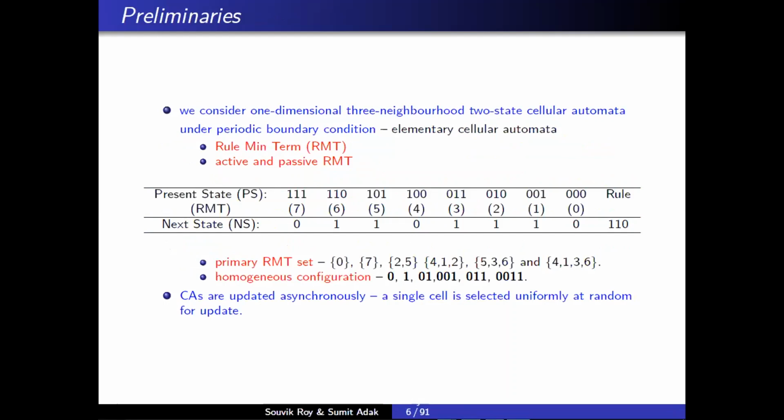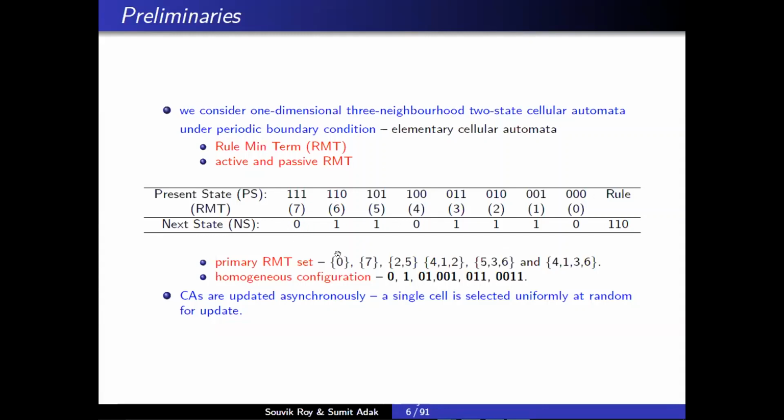The basic preliminary is that here we consider one-dimensional, 3-neighborhood, 2-state cellular automata, elementary cellular automata, and we use a few notions of these cellular automata. One is the rule min term, RMT, which we use for identifying the properties of different elementary cellular automata rules. We also use the property of active and passive RMT. If the cell remains unchanged, then it is passive: for example, 0 remains unchanged. And if it is changed, 1 becomes 0, then it is active.